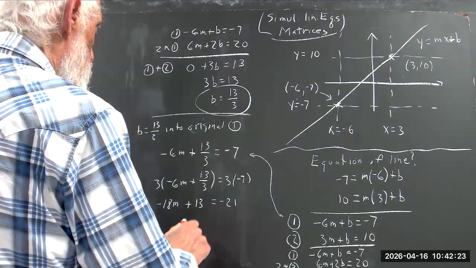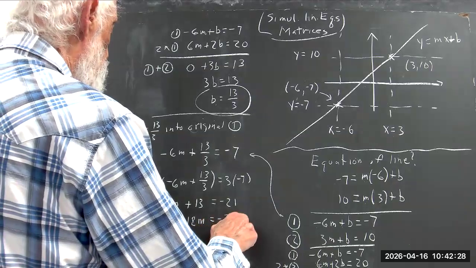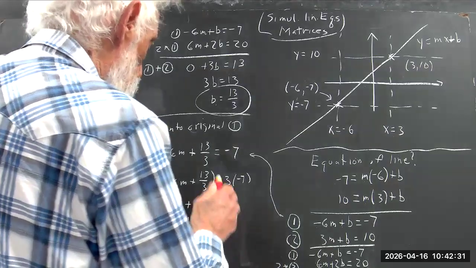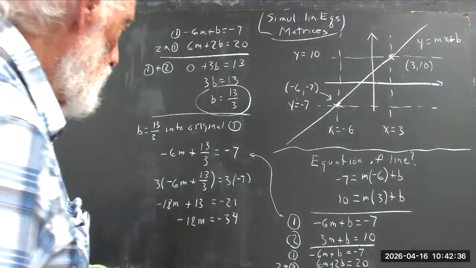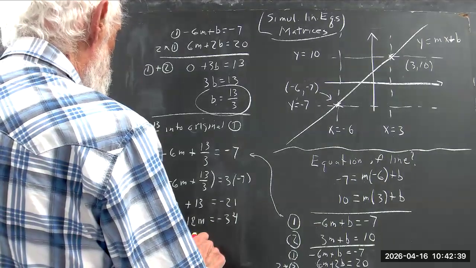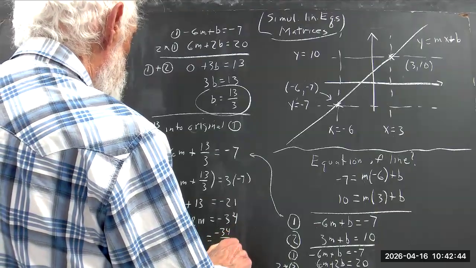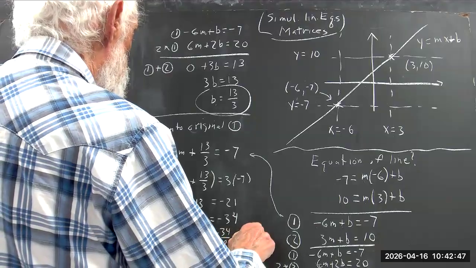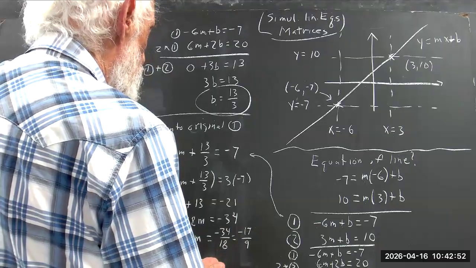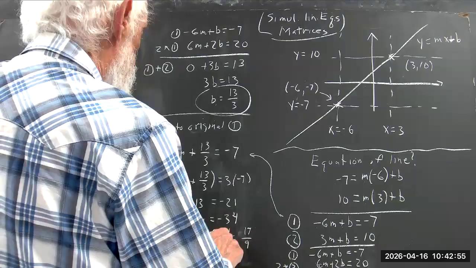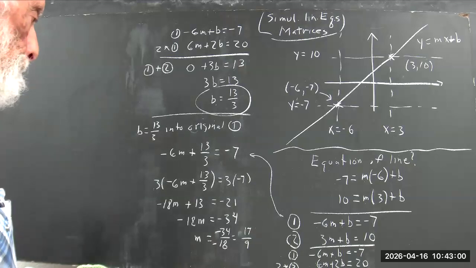Well, then I'm going to add 13 to both sides. I'm going to get negative 18m equals negative 34. I think I said I'm going to add negative 13. I'm not sure I said that negative the first time, just to be sure. In any case, we get negative 18m equals negative 34, and m equals negative 34 over 18, which is negative 17 over 9. And it's not negative because I've divided negative by negative. It's negative 34 over negative 18, which is 17 over 9.